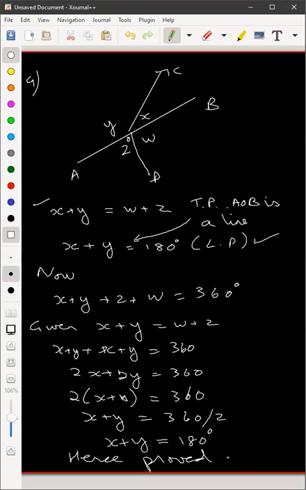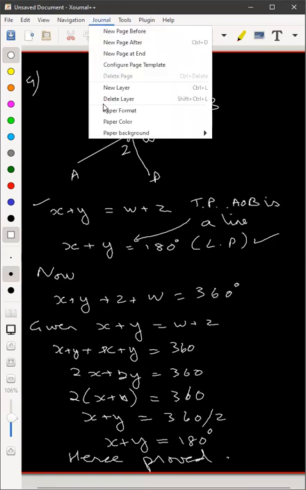Right? So the axioms and the theorems that we learned earlier are going to be used to solve these kind of problems. Right? First question.